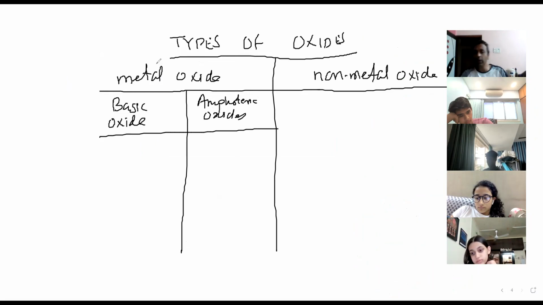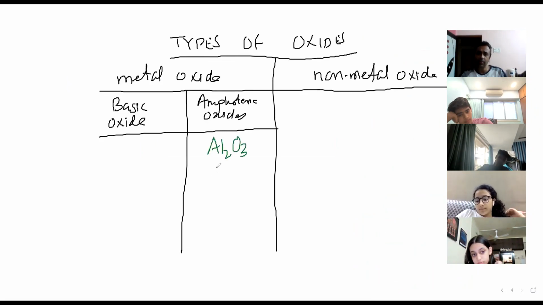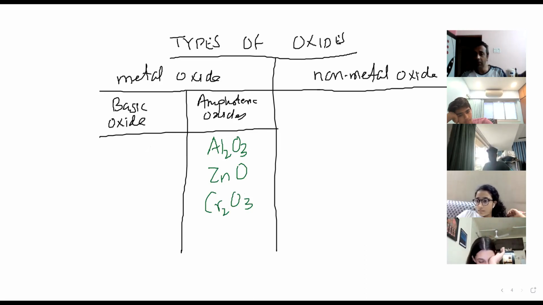So how do I know that out of all the metal oxides, which ones are basic and which ones are amphoteric? There are so many metals. That's easy. Just remember the amphoteric ones because that's a small list. The amphoteric list: aluminum oxide, zinc oxide, chromium oxide. These are amphoteric. All the other metal oxides will be basic.